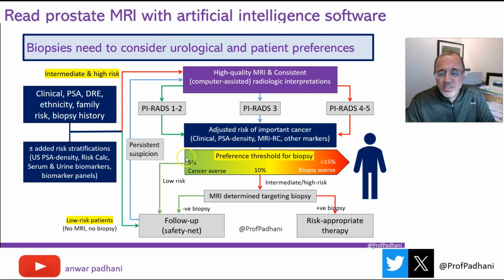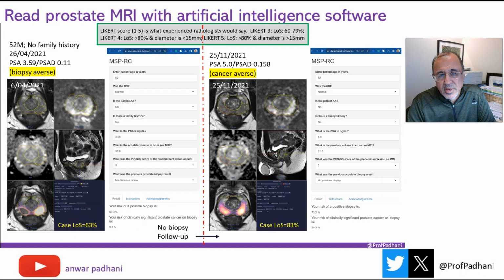And here you'll see that the patient's preferences need to be taken into account. So if your patient is cancer averse, then you would take a lower threshold for a biopsy. If the patient is biopsy averse, then you take a higher threshold for a biopsy. Let me just illustrate this concept with a patient.